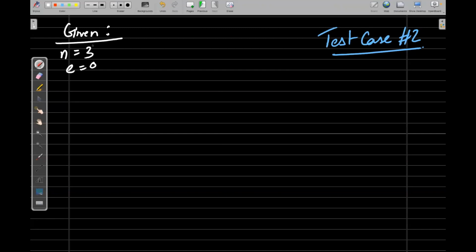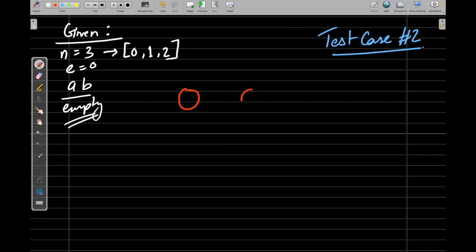Because e is 0, a and b will be empty because there are no friendship descriptions. Okay. Now let me put the list of students 0, 1, 2. Because n is 3, students can be 0 to n minus 1, which is 0, 1, 2 only. E is 0. So now let's make our notes first. Number of students 1, 2, 3.